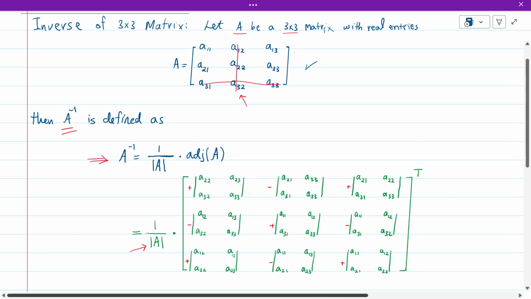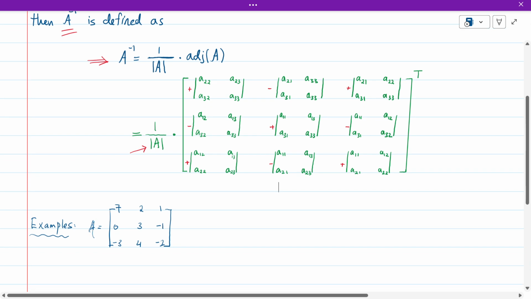Now another thing here is these signs that are written in red. So you go like this, with the first element plus, second minus, third plus, minus, plus, minus, plus, minus, plus. And after you are finished with this, you will take the transpose of this matrix.